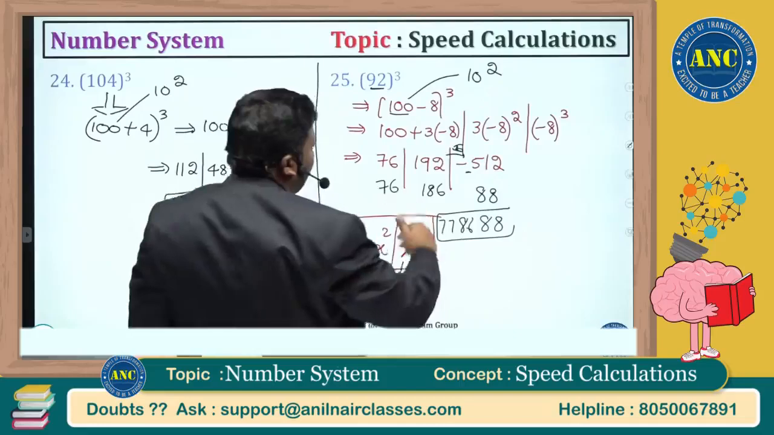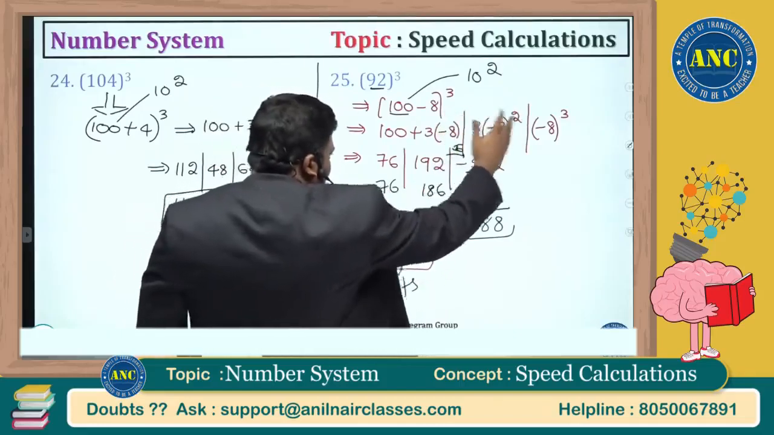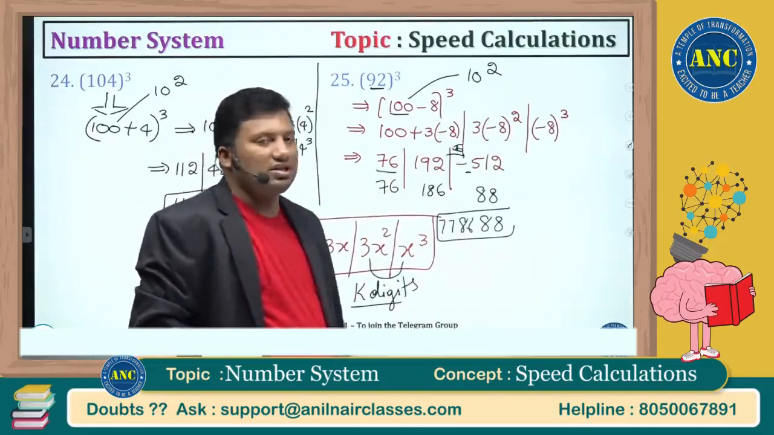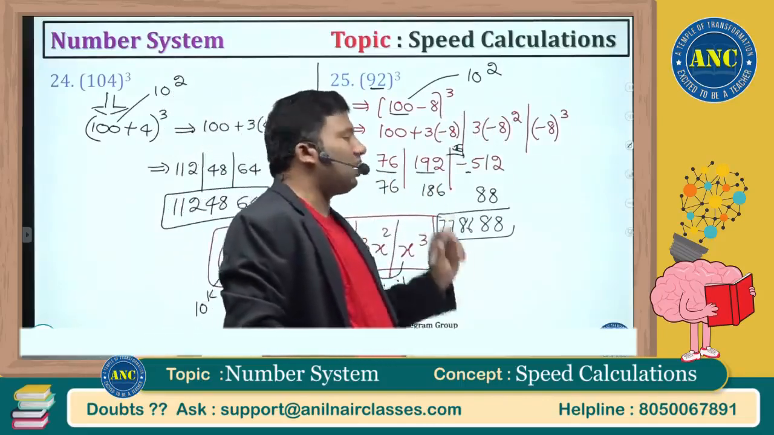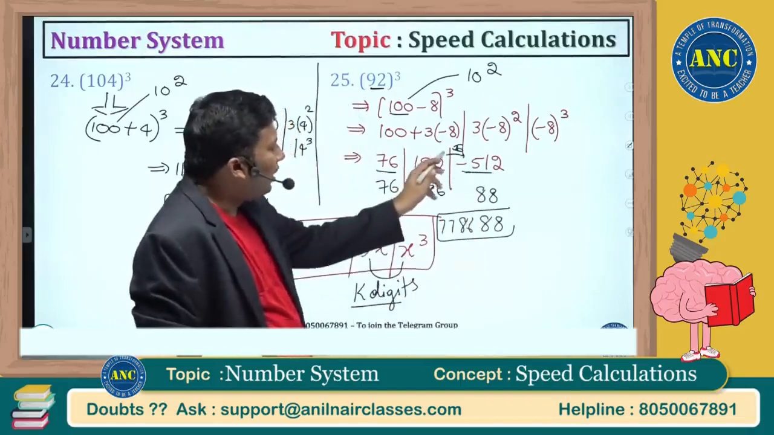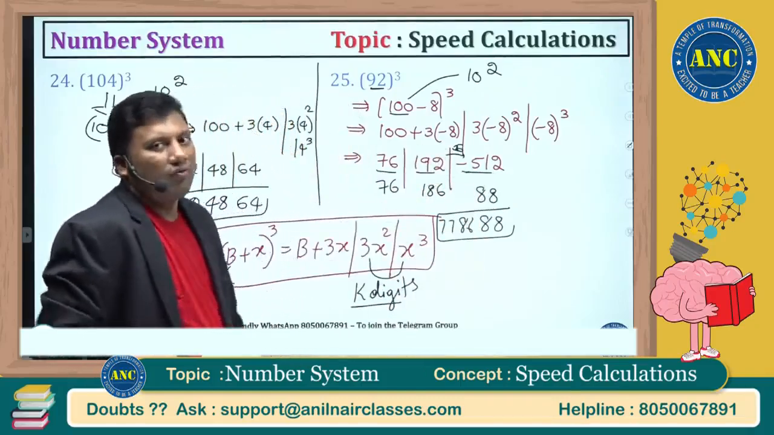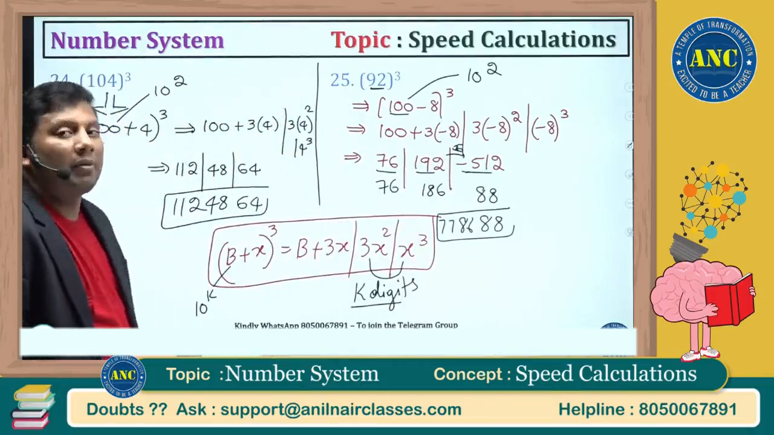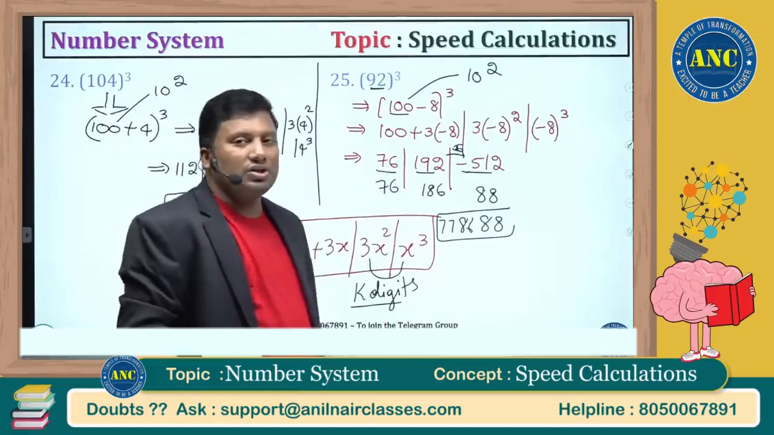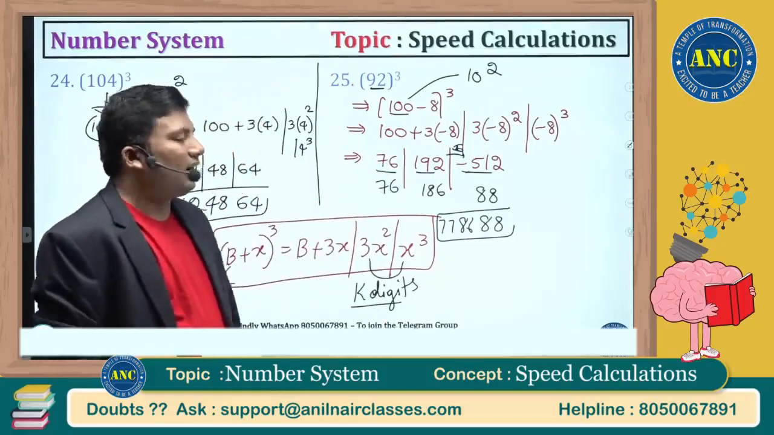Again I am repeating. b plus 3x, 3x square and x cube. 100 minus 24, 76. 64 3s are 192. Minus 512. If I take a carry 1 on 100, 100 minus 512 is negative. 200 minus 512 negative. 300 minus 512 negative.